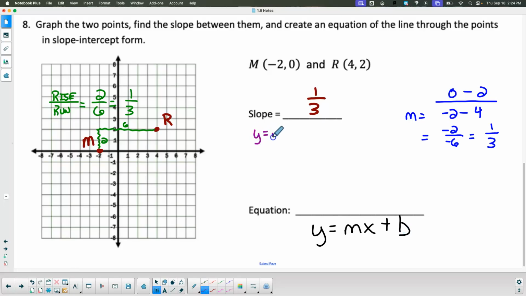If I put y equals mx plus b, do I want to use point M or point R? R. Okay, if I'm using point R, then my y is going to be 2, my slope is going to be 1/3, and my x is going to be 4. And I'm going to solve all of that for b. 1/3 times 4 is 4/3. Improper fractions are much nicer.